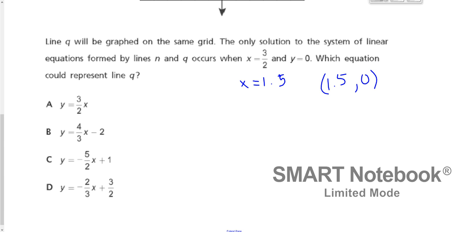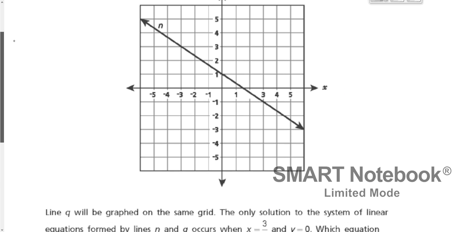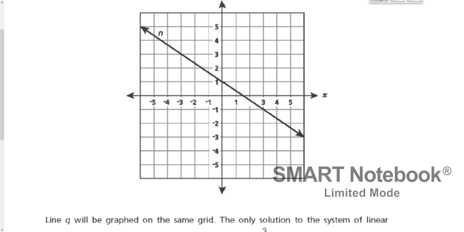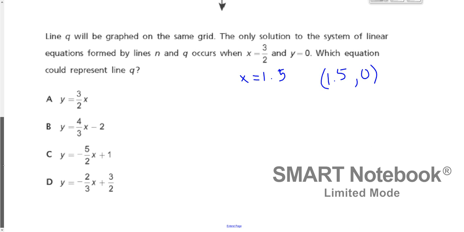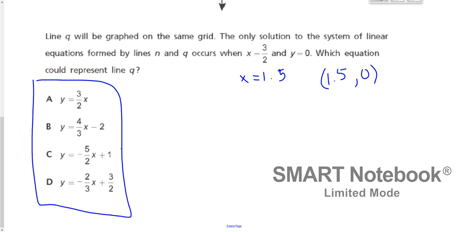So if I look at a graph, 1.5 and 0 is right here. Hopefully you can see it, that blue blob I just drew. That's going to be the solution. Now, I have 4 possible choices. So I'm just going to graph each one until it goes through that point. And then I'll show you another way to do this.